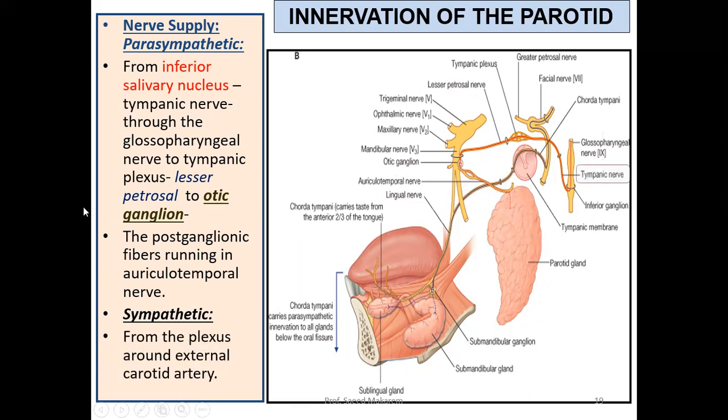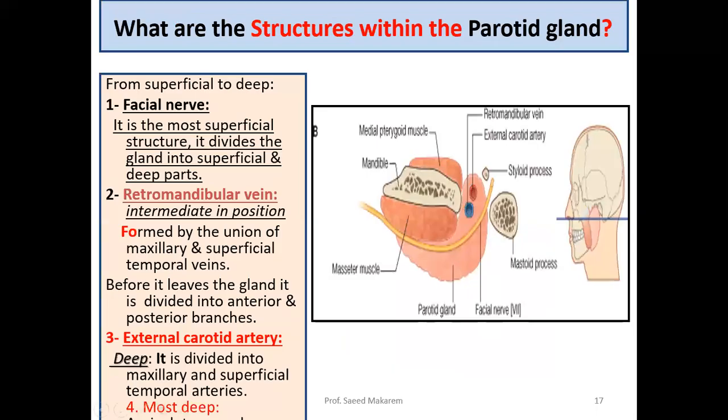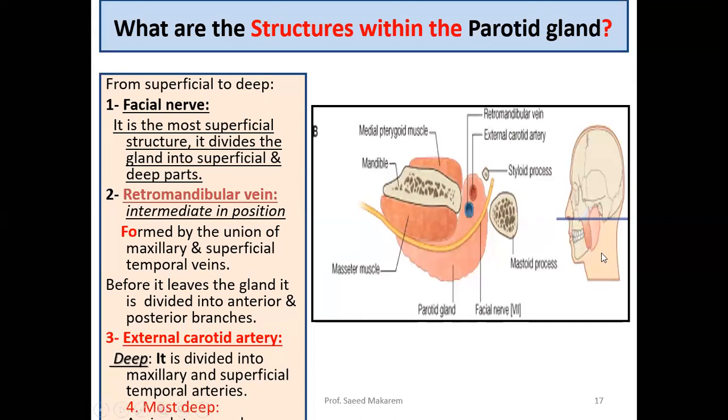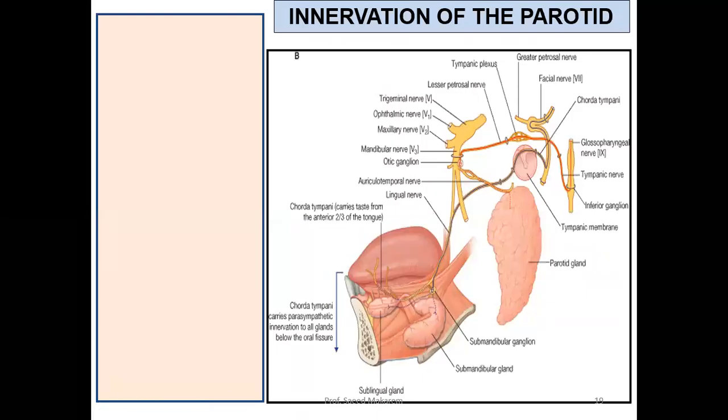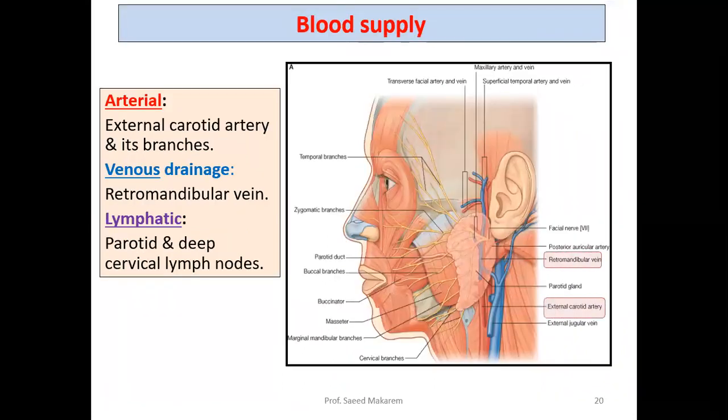Now coming to the sympathetic. Sympathetic from the plexus around the external carotid artery. As you saw the external carotid artery before, it is here. This is the external carotid artery, which is passing like this in the vertical direction. So around the external carotid artery there are some nerves around it. So the plexus around the external carotid artery supplies the parotid gland. So this is the parasympathetic component, and the sympathetic component will be around the external carotid artery. So it will be supplied by both sympathetic and parasympathetic components. So it is autonomic nervous system.